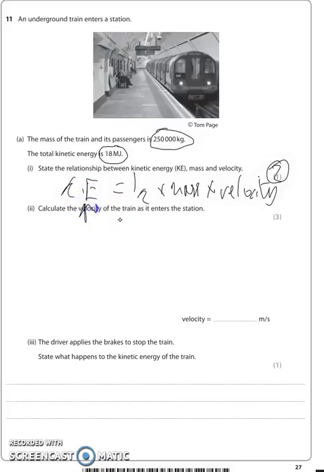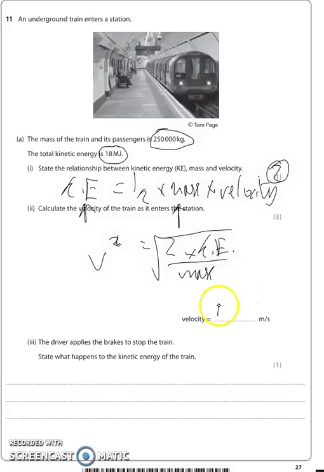So we've been given this one and this one. So we're looking for this, rearranging for this. If we rearrange for this, it would be 2 times KE over the mass. Now to get rid of this square, we square root it. And if we put everything in, we would get 12 meters per second.